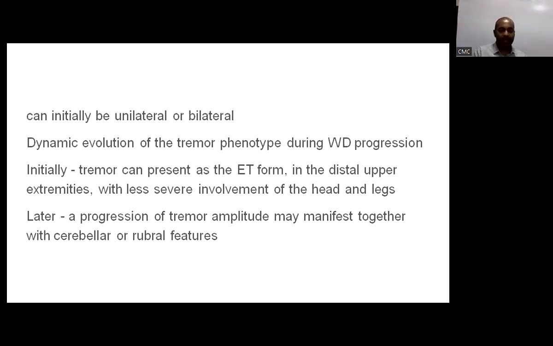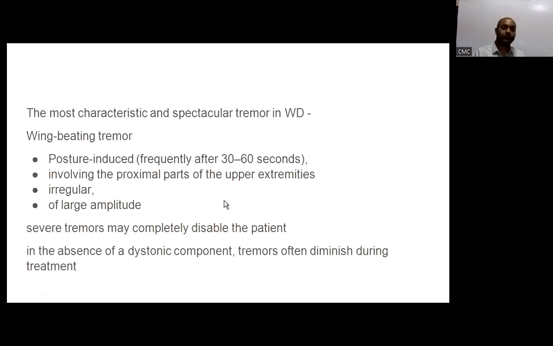As the disease evolves, the tremor also evolves. Initially, the tremor can be in the form of an essential tremor in the distal upper extremities, with less severe involvement of head and legs. As the disease progresses, there is progression of tremor amplitude with cerebellar and rubral features. The most characteristic tremor in Wilson's is the wing beating tremor. It is a posture-induced tremor appearing after 30 seconds, involving the proximal part of the upper extremities, irregular, large amplitude, and very disabling. Severe tremor can completely disable the patient.